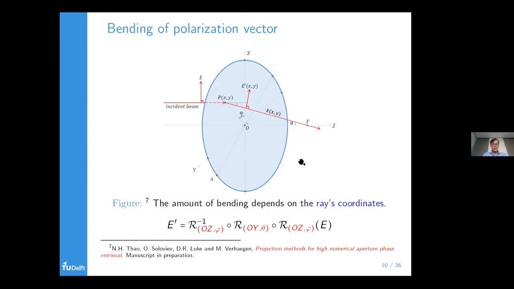But for high numerical aperture imaging systems, the bending of light after the lens has to be taken into account. That is, we need to know the relationship between the polarization vector before the lens and the polarization vector after the lens. In this figure, we show the polarization direction before the lens in the direction of the x-axis. By elementary geometry, the relationship between E and E prime is given by this formula.